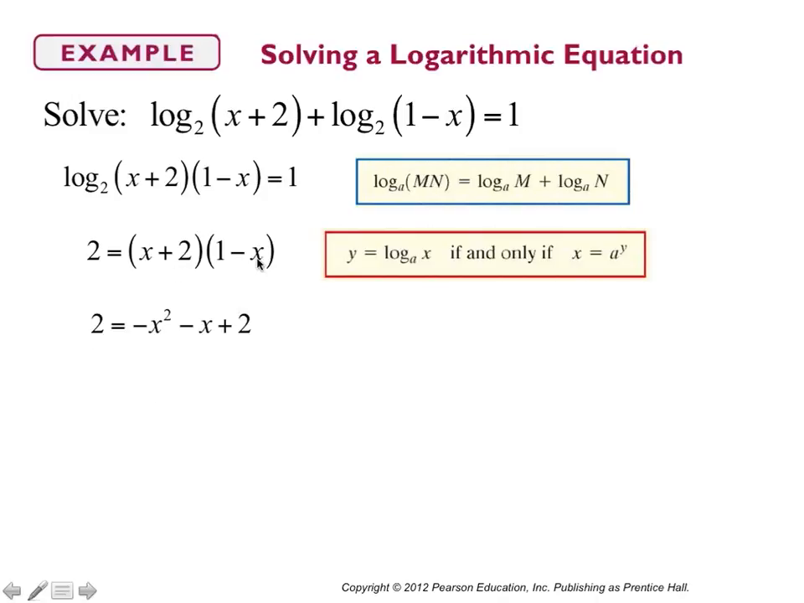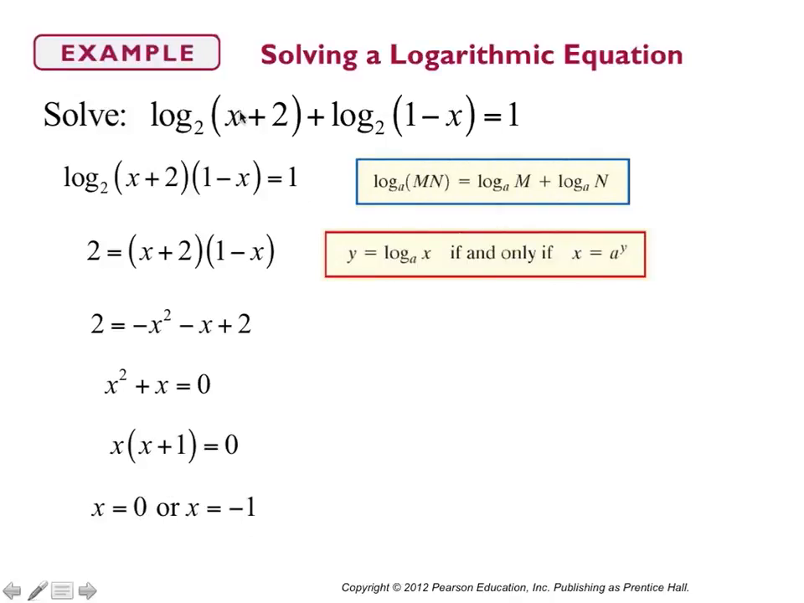If we go ahead and use FOIL, and we get everything on the same side, we're going to get x squared plus x equals 0. We can factor that into x times x plus 1 equals 0. And we get two solutions, x equals 0, x equals negative 1. Now we need to plug these in to make sure that they're okay.